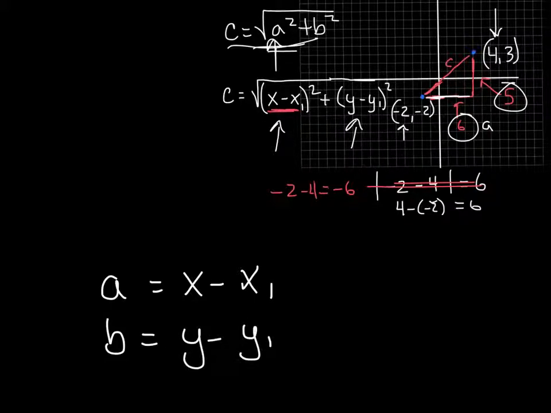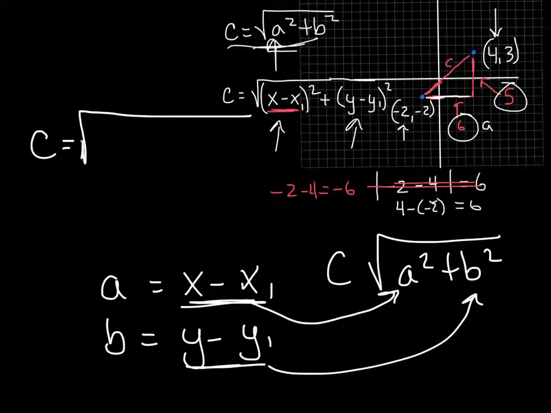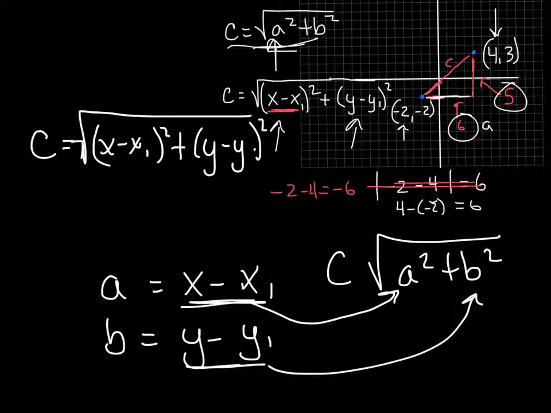And again, it doesn't matter if you attribute the letter A or B to the horizontal or the vertical leg. But once you know that, and you know how to solve for C in the Pythagorean Theorem, a squared plus b squared, it's just a simple matter of substitution. So we take that and we put it in the place of A, and we take this and we put it in the place of B, and we get, okay, so the distance between any 2 points is equal to the square root of (x minus x1) squared plus (y minus y1) squared.